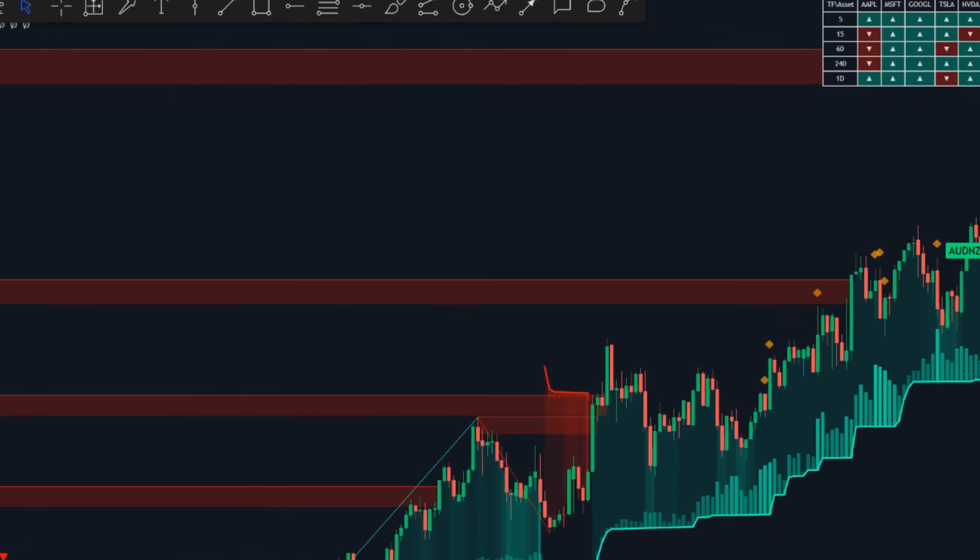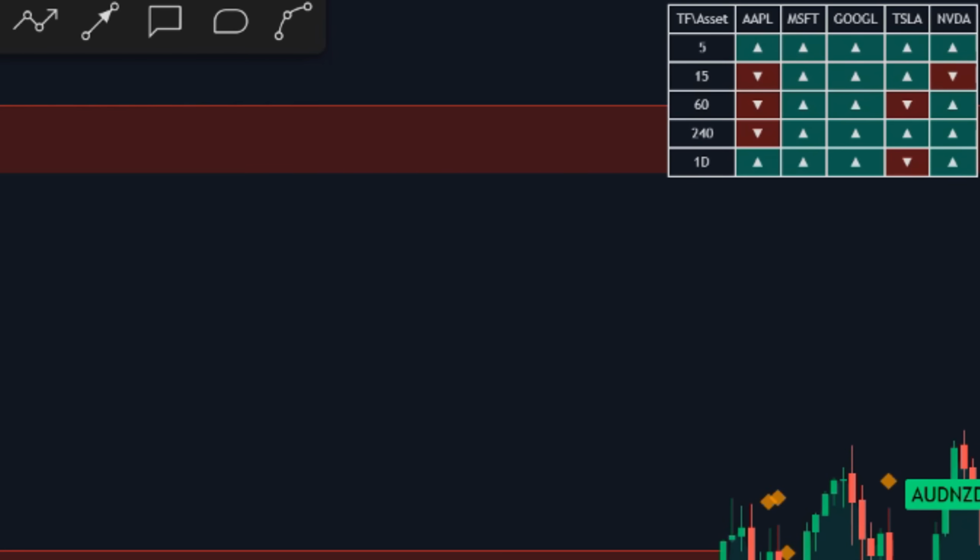And finally, that multi-asset trend table. Pick 5 symbols that matter to your trade, pick 5 time frames, and you get a compact dashboard of up-down bias at a glance. It's perfect for avoiding tunnel vision. If your 15-minute setup looks great, but the table shows your benchmark rolling over on higher time frames, that's a heads up you might be swimming against the tide.